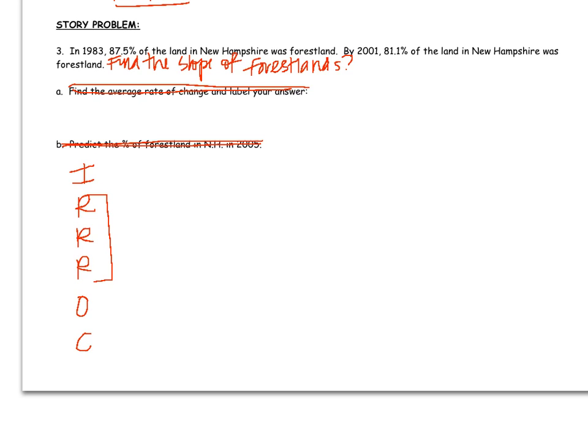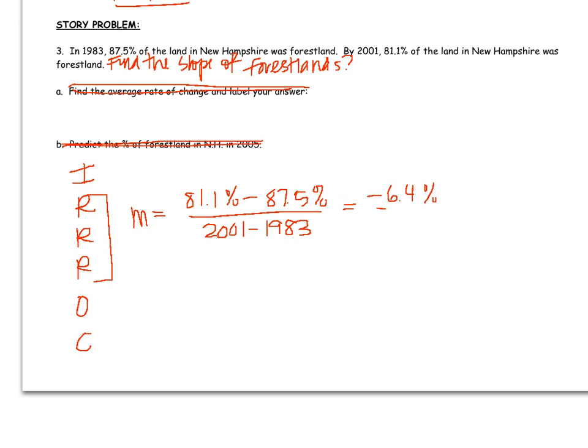Now, as I look, I can automatically see that it's going down. So I should have some sort of negative slope. So we want to know the slope of the forest lands. Well, in order to find the slope, we take our percentage, which is our y value, 81.1% minus 87.5% over, and then we talk about our years, 2001 minus 1983. Okay, what we end up getting is negative 6.4% over 18 years.